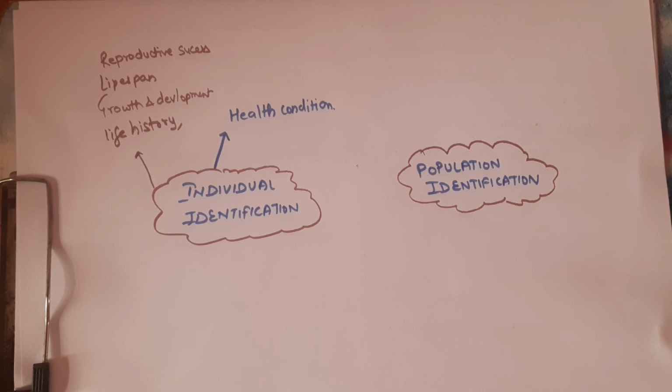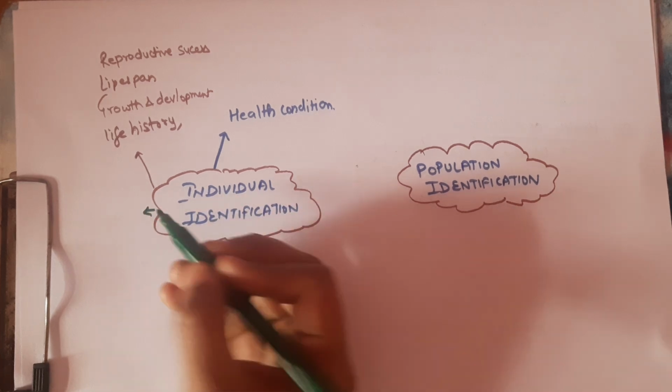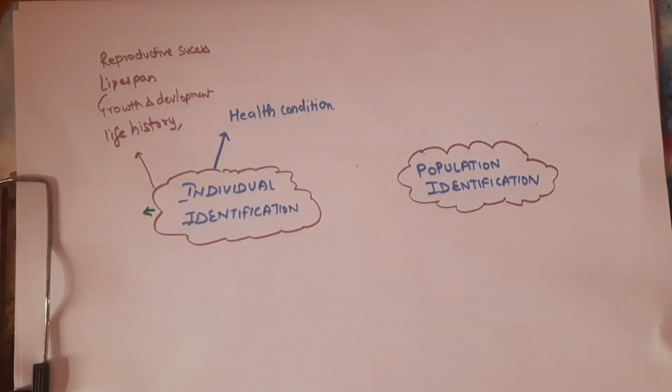Suppose there is a marine species living in a condition where the pollutant level is very high. If we tag a particular mammal, then we can easily monitor its health status when it is exposed to various pollutants.